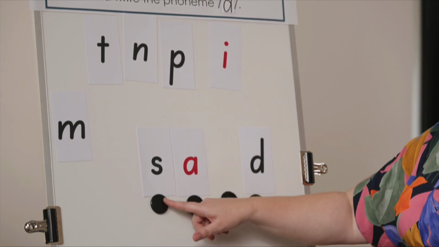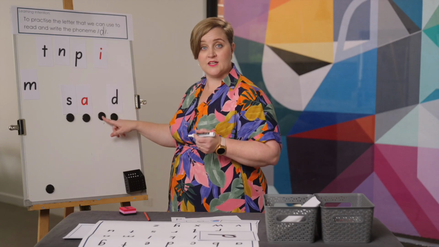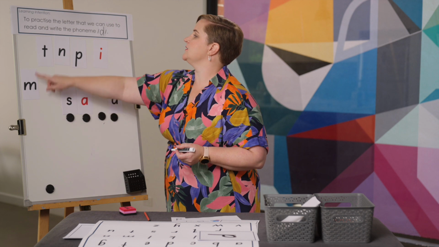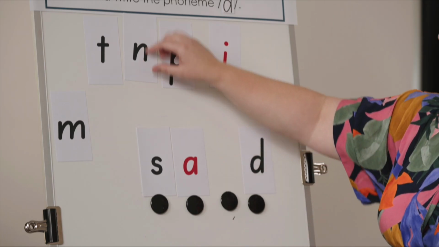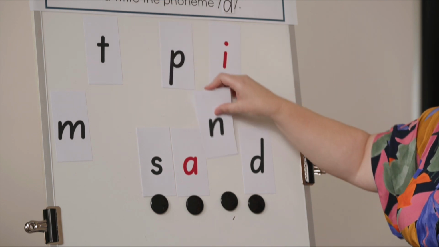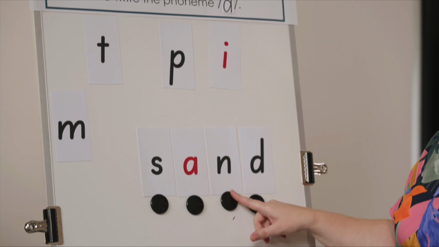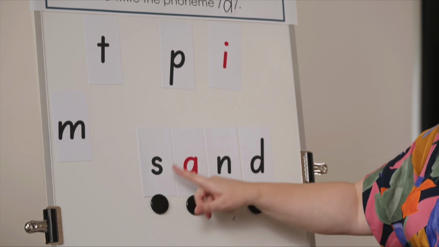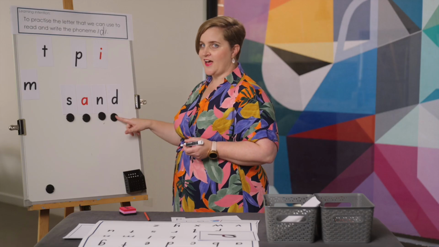Sand. I can hear the N phoneme, can you? Which letter do we use to write N? Yes, it's the letter N. Bring the letter N down and say N. Let's read the word we just built. S-and. Sand.